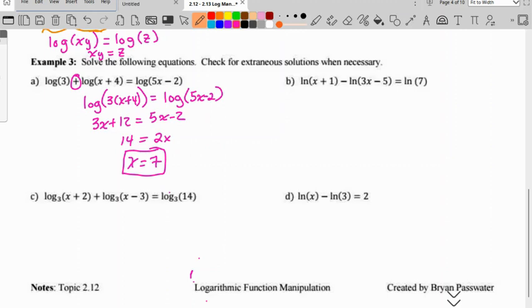Okay, so I'm not going to show you looking at just domain restrictions until we get to the next page where we're doing inequalities, or in a page or two when we're doing inequalities. But we could have done that here, and you'll see what I'm talking about in just a second. All right, so let's try this next one.